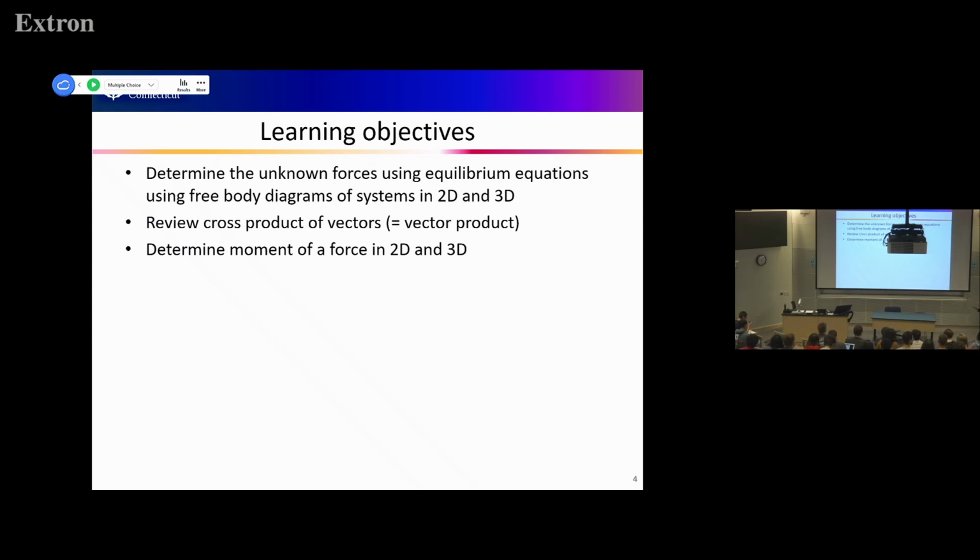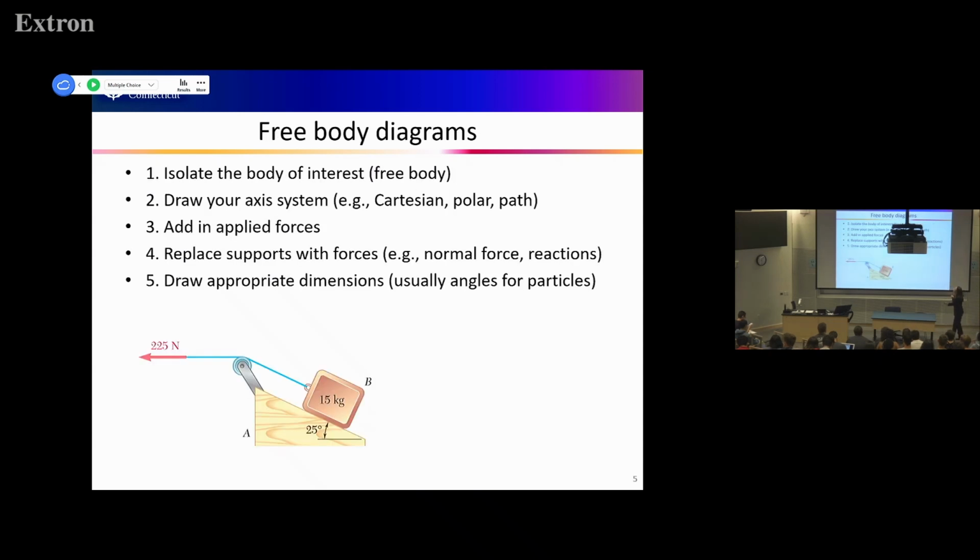And then we'll review the cross product of vectors, the vector product, briefly, to find the moment of force, so 3D moments, basically. Today we'll solve the 3D equilibrium equation, and then we will calculate the 3D moment. So two things are very important. Okay, and now let's start with the free body diagram.